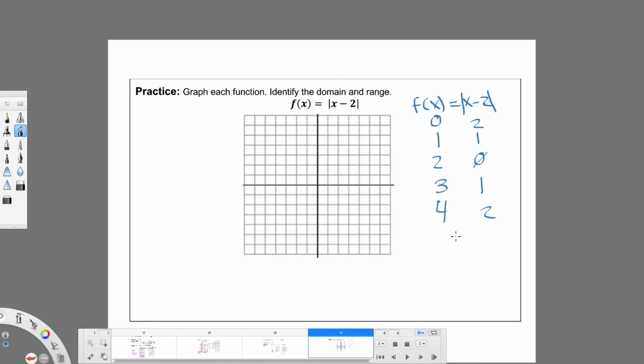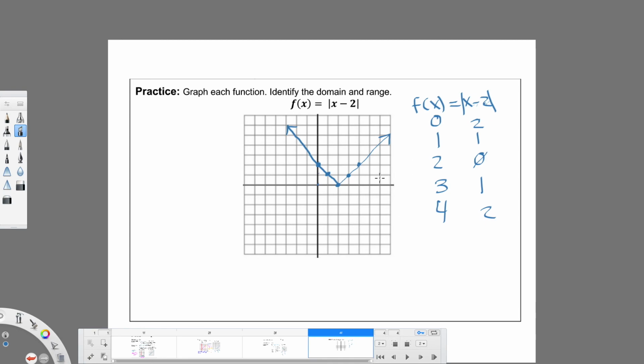And one of them needs to be the vertex, the bottom of the V. Okay. So that's going to be (2, 0). So that's the bottom of our graph here. And then we're going to have (0, 2), so that means 0, 1, 2. And we're going to have (1, 1). And that's going to go on and on forever up that way. And now we have (3, 1) and (4, 2). So that's going to go on and on forever that way. So here we have our graphed absolute value function.